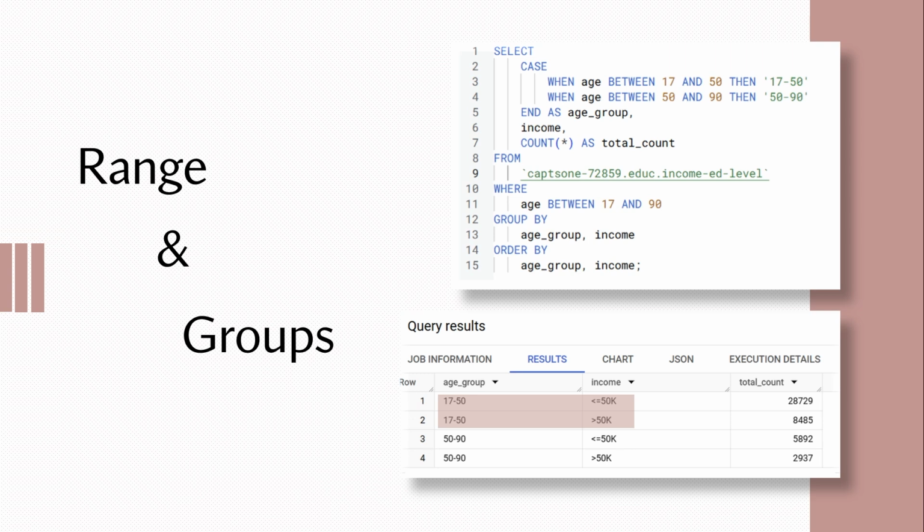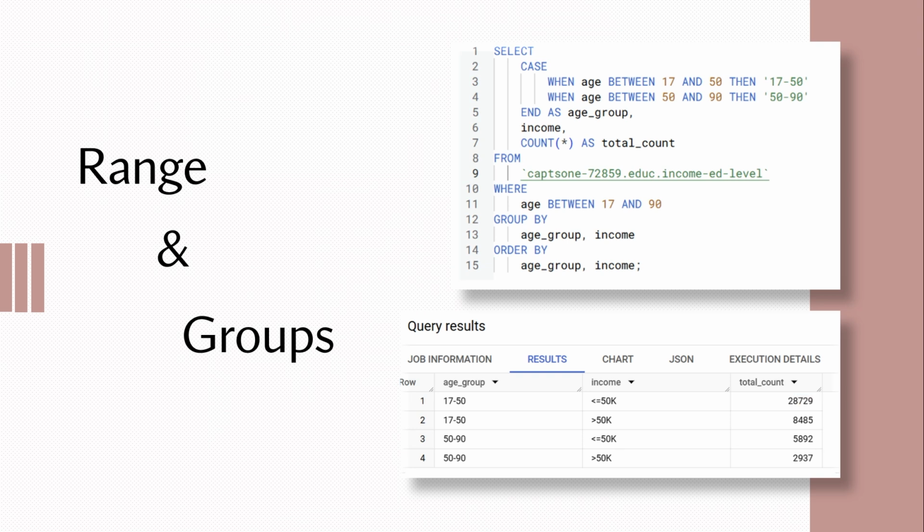So we had the 17 to 50 below 50K a year and 17 to 50 above. And I did the same thing from 50 to 90 to get a good picture of the distribution. What we found is that the 17 to 50 below 50K a year was quite overwhelmingly the majority of the data, followed by the greater than 50K for 17 to 50.